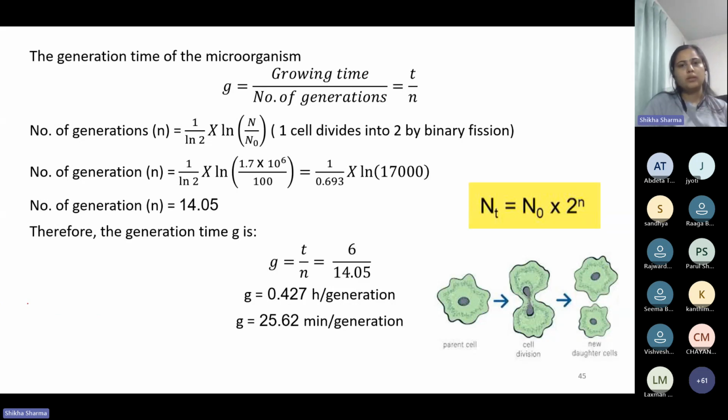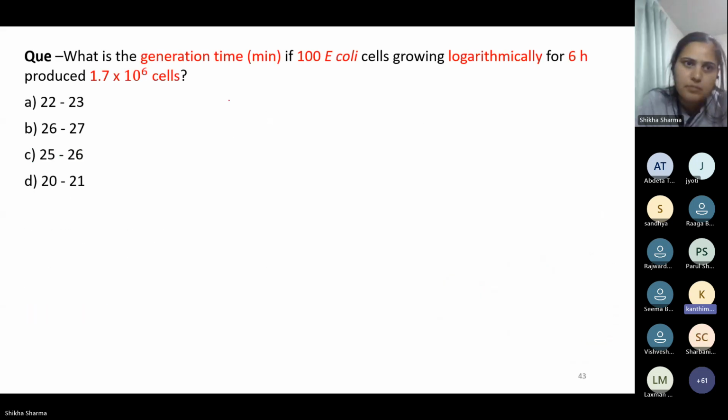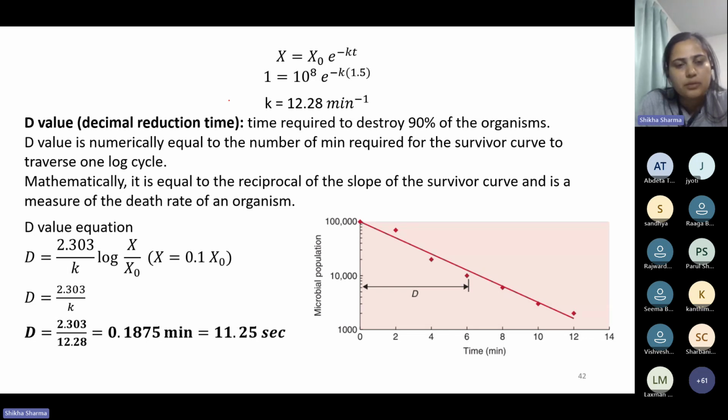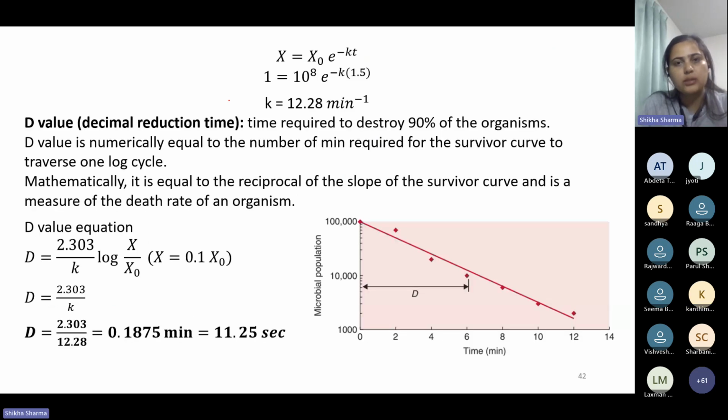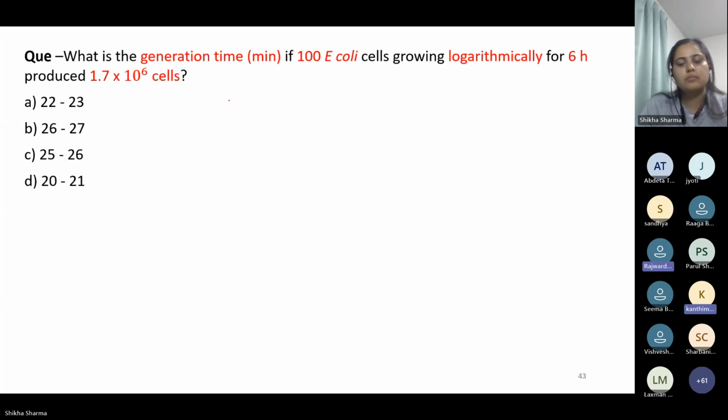So, can I start again from where we left? Yes, ma'am. Okay, this slide was the last question we were discussing, right? No, ma'am, before the beginning of the equation. This one is over, this problem, right? Yes, ma'am, we have finished it. So, ma'am, you can start from the generation time. Okay.